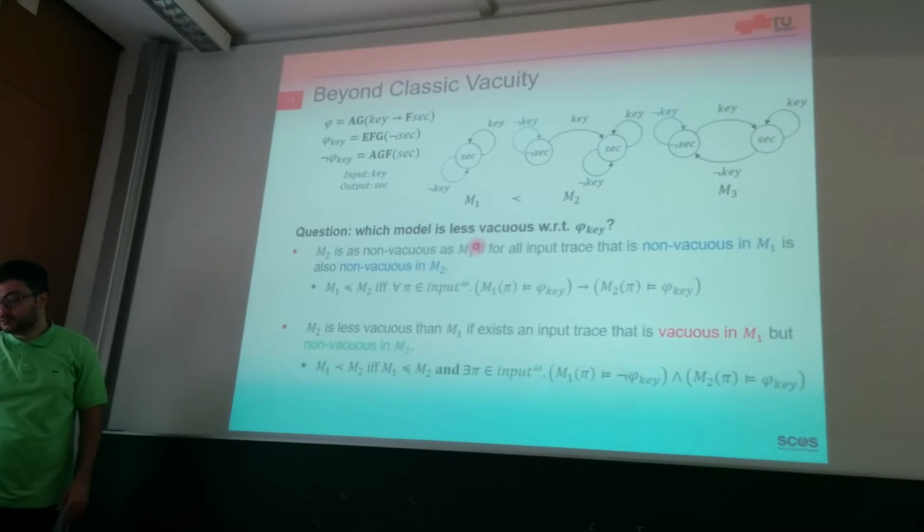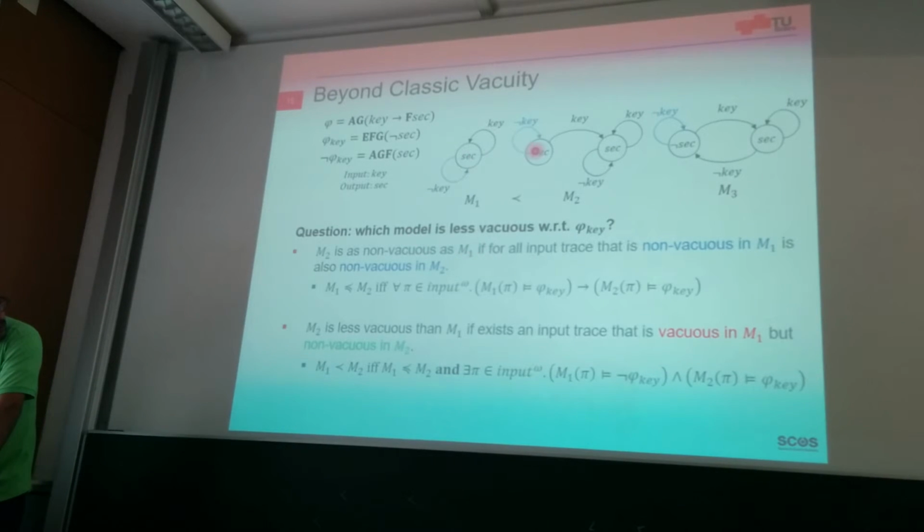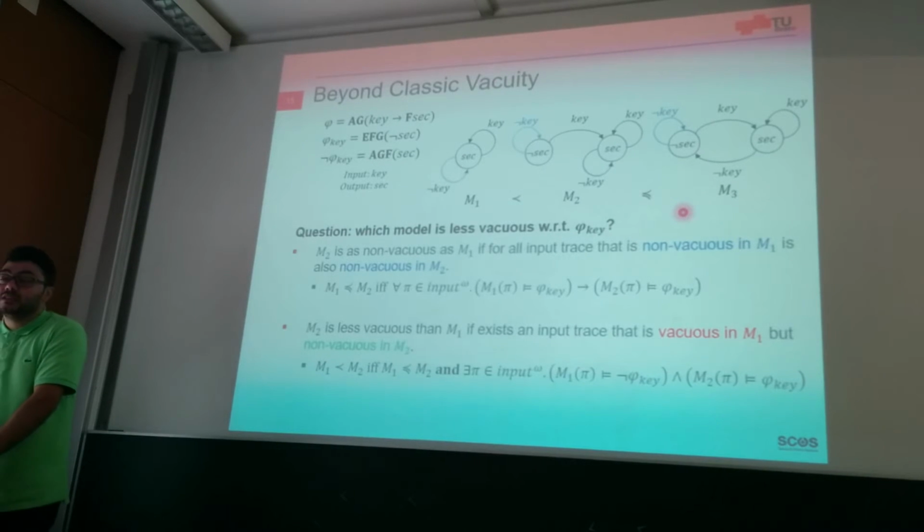Okay, let's see. All non-vacuous traces of M2 are included in M3. This path is also there. So that makes M3 as non-vacuous as M2, okay? But what makes M3 strictly less vacuous?